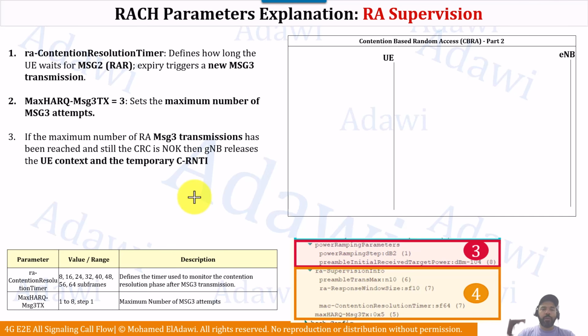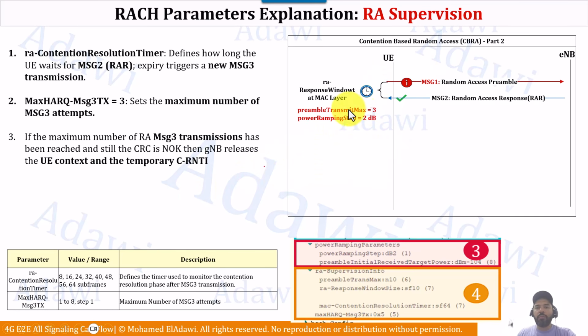First of all, if you look at this figure on the right side here, message number 1 is being transmitted from the UE to the eNodeB, and it will be acknowledged back by message number 2, right?